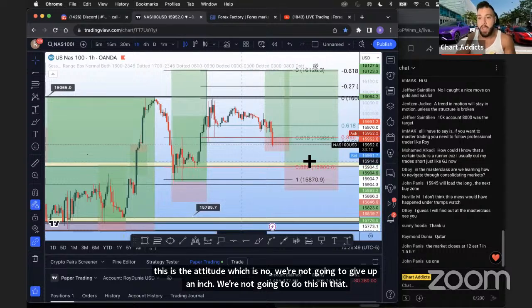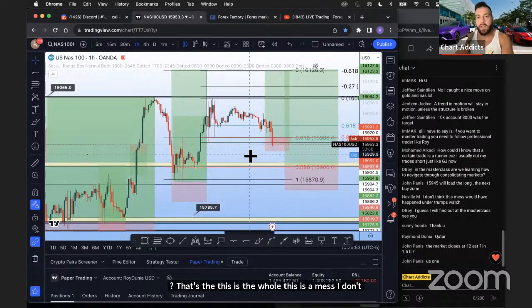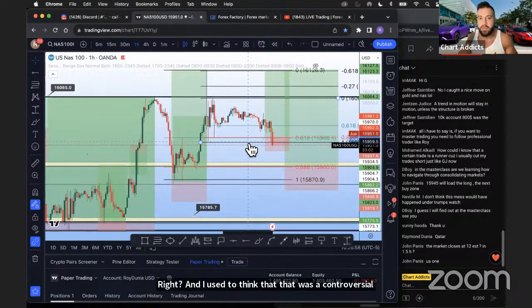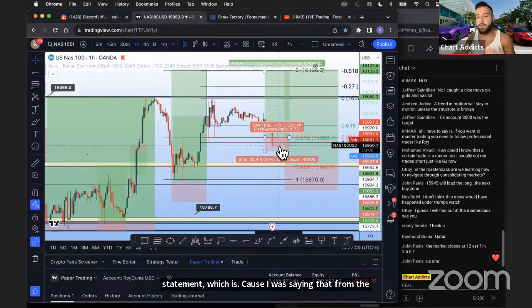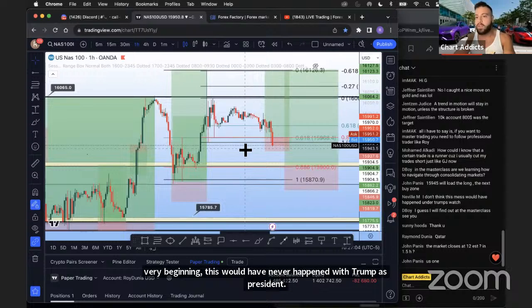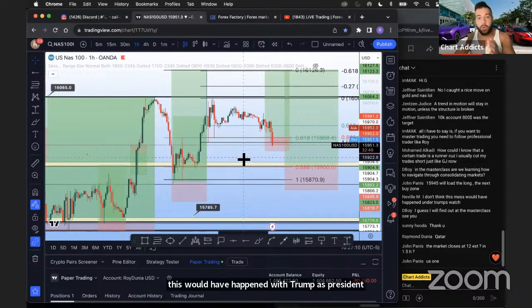It's a mess. I don't think this mess would have happened under Trump's watch. Not even close, right? And I used to think that was a controversial statement, because I was saying that from the very beginning. This would have never happened with Trump as president. However, now I know for an absolute fact that none of this would have happened with Trump as president, because every leader in the world has articulated that during that era, nobody would have dared.